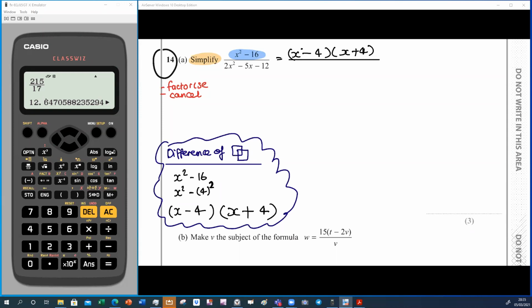Okay, what about the next part? Let's pick a different shade. We have the bottom part of the question here. Let's grab it, copy, paste. 2x squared minus 5x minus 12. This is factorizing a quadratic equation, yes?